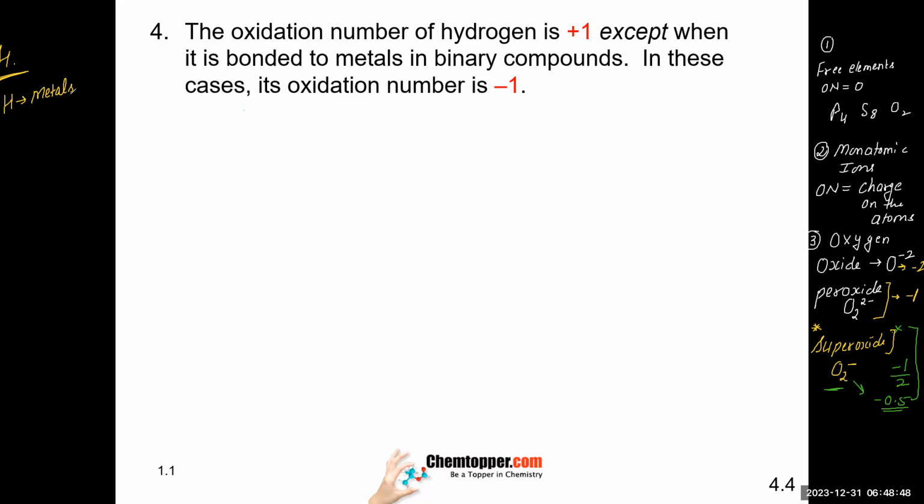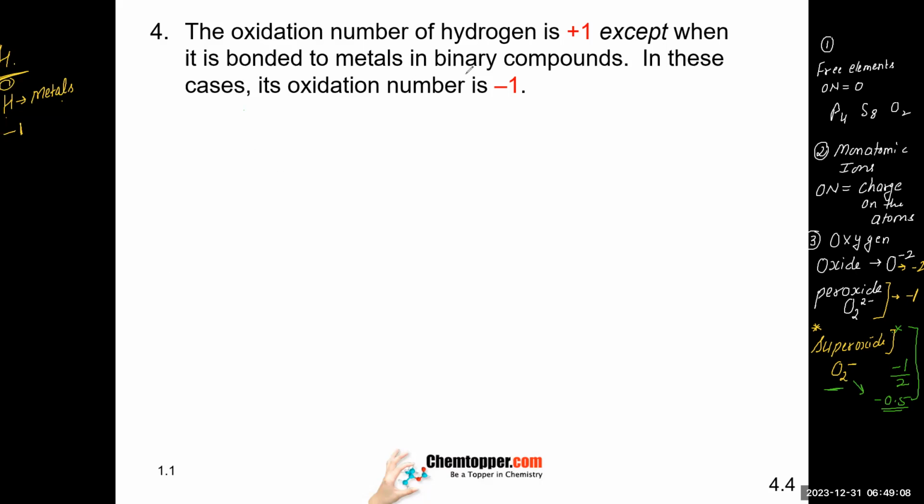All these things we have done with metals, right? So metals always lose electrons. So metals are positively charged. So what is hydrogen? Minus 1. Hydrogen with metals is minus 1, always. Hydrogen can gain only one electron.